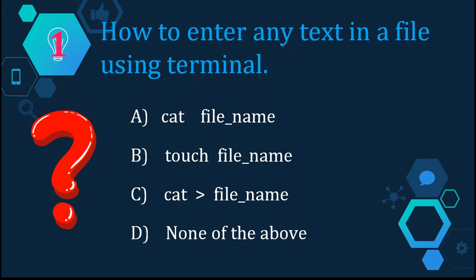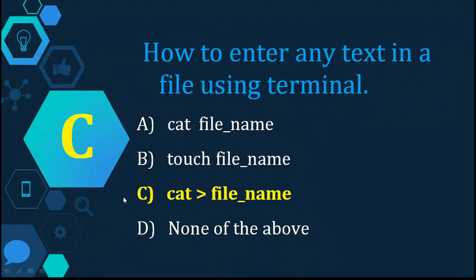So now let's see the answer. The answer is option C. Now let's understand why this is justified. If I talk about option A, cat space file name, it is going to read the content of the given file, right? What about touch? It is going to create the specific file. But in this particular command, it will create the file as well as be able to write inside the file. So that's why this is the correct answer.